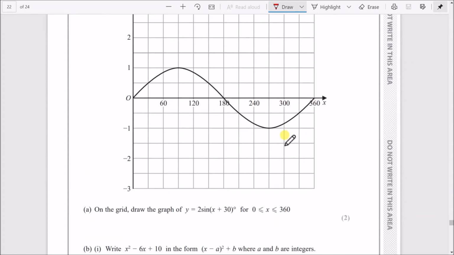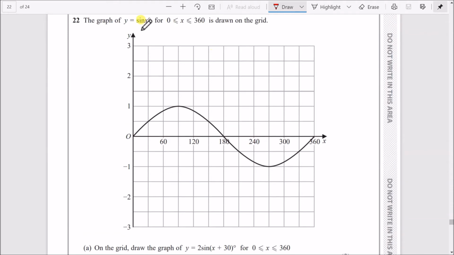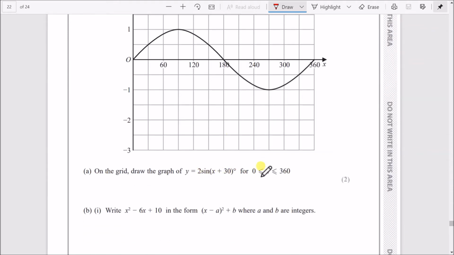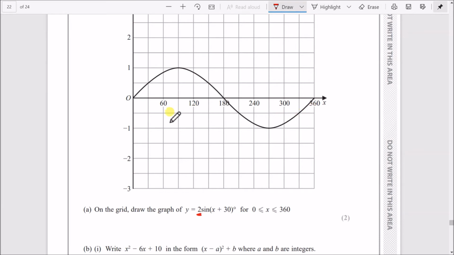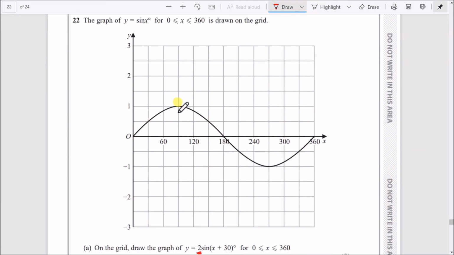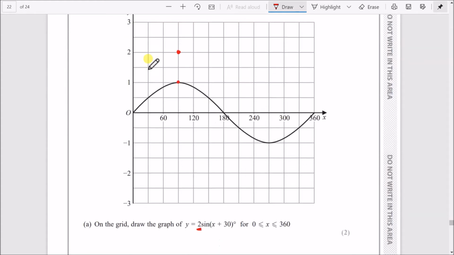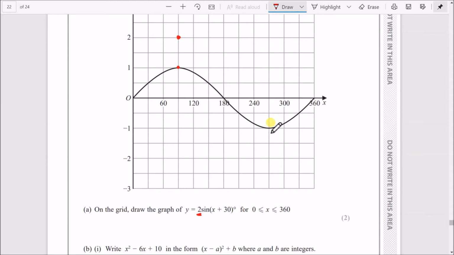So how do we convert a regular sine x to 2 times sine of x plus 30? Well, let's look at the first digit, the 2. What this tells us is that the graph is being doubled. So to double this graph, if the height was 1, we now double 1 to 2. So the peak shoots up to here. And likewise, if the peak at the bottom was -1, then this now shoots to -2. So now we know how high it shoots.